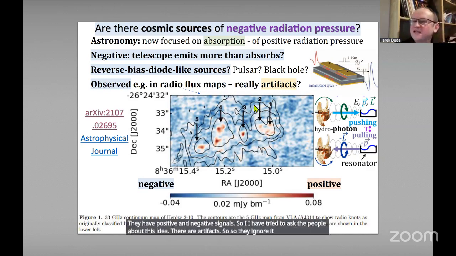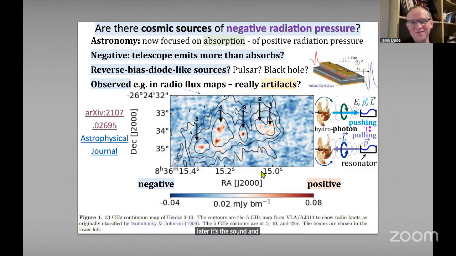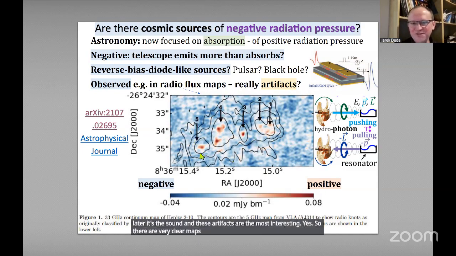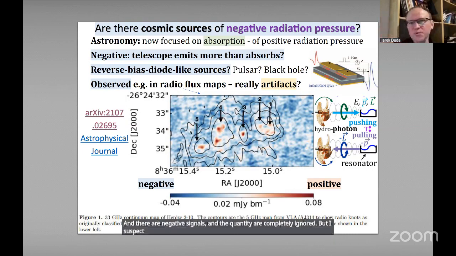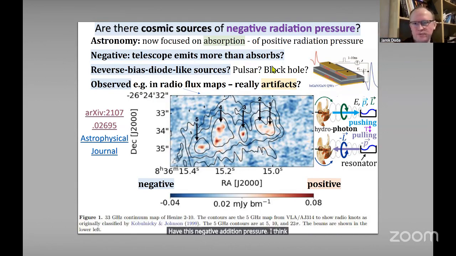Usually engineers and experimental people ignore artifacts, and later it turns out that these artifacts are the most interesting. There are very clear maps. There are both positive and negative signals, and currently they are completely ignored. But I suspect there might be actual cosmic sources of negative radiation pressure. So the question is, what kind of astronomical object could have this negative radiation pressure? I think the most interesting would be a black hole. So let me explore that now.